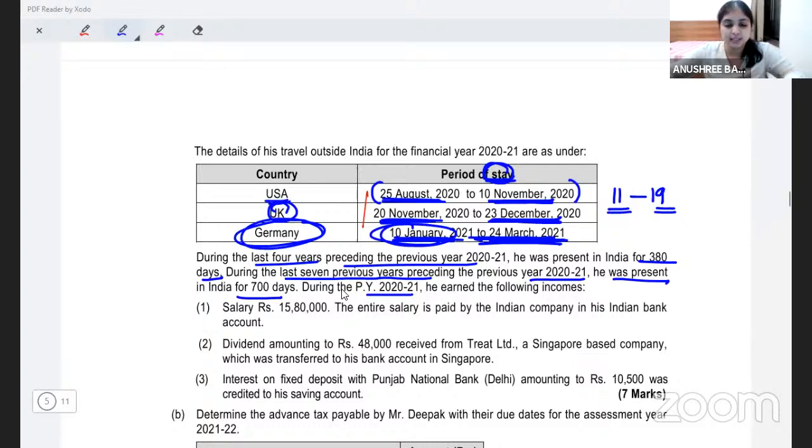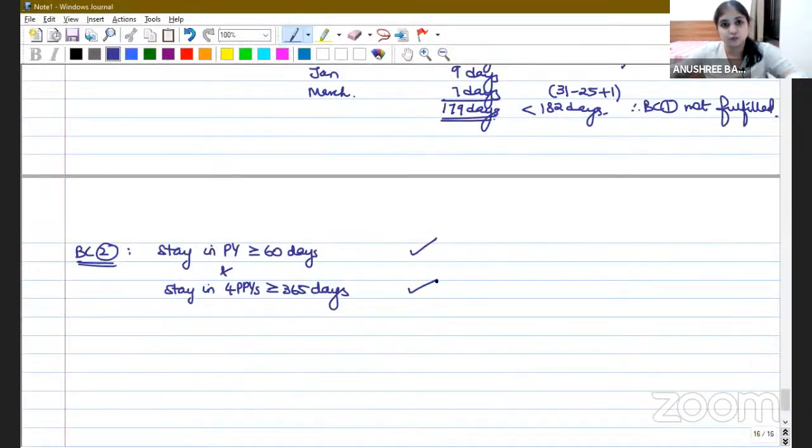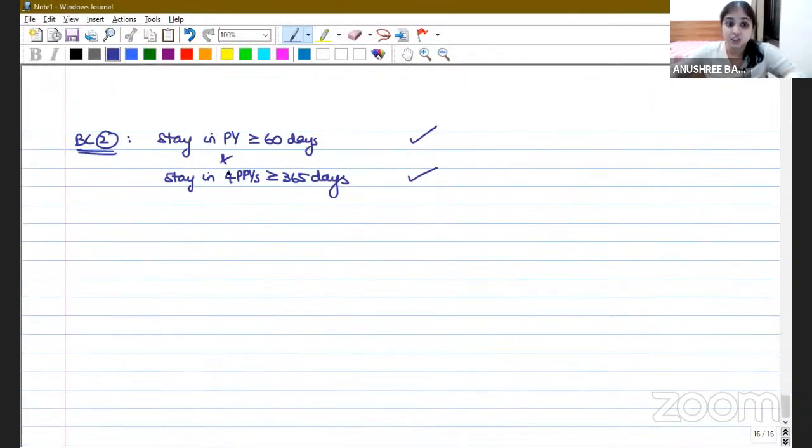Now, what does the question say? The question says, during last 4 years, preceding previous year 2021, which means 4 preceding previous years, he was in India for 380 days. For 380 days, therefore, even this condition is fulfilled. Basic condition 1 not fulfilled, basic condition 2 fulfilled. Hence, what will we conclude? We will conclude that our assessee is definitely a resident.